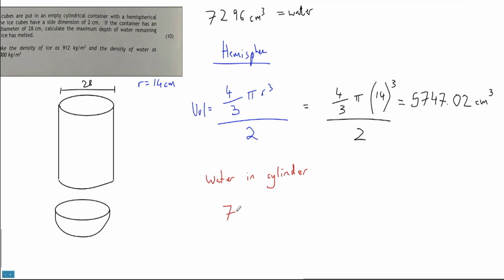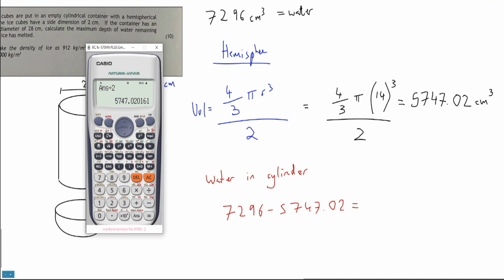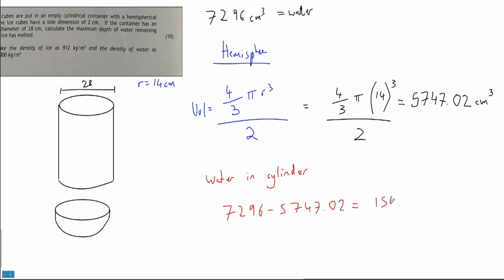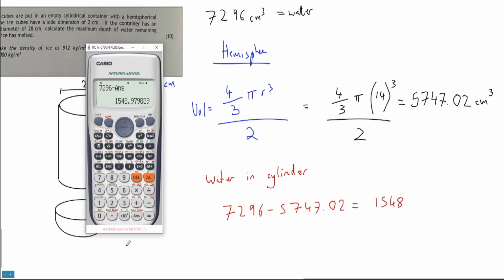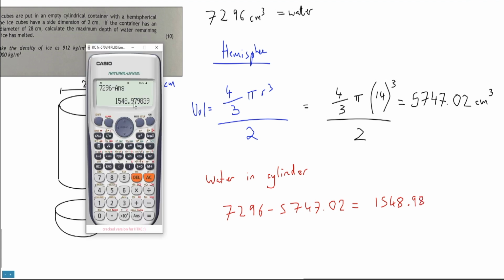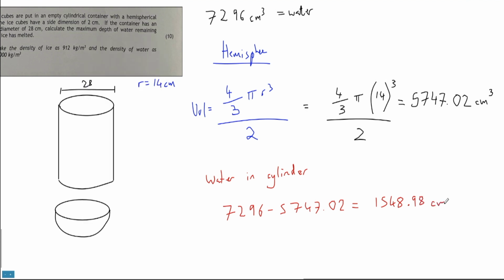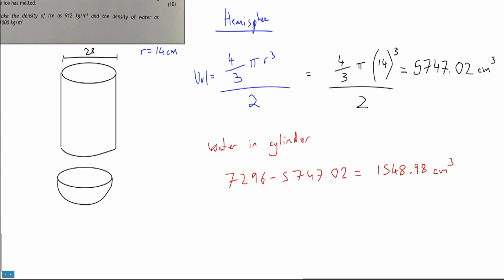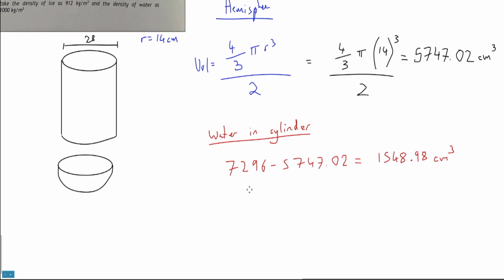So we're going to take the 7296 minus this number, the 5747.02, because we have filled up this whole top. And what is left over will go in the cylinder. 7296 minus the answer, we get 1548.98. I'll round that 7 up to an 8. Okay, centimeters cubed. Fantastic. And then how deep will this be in the cylinder?